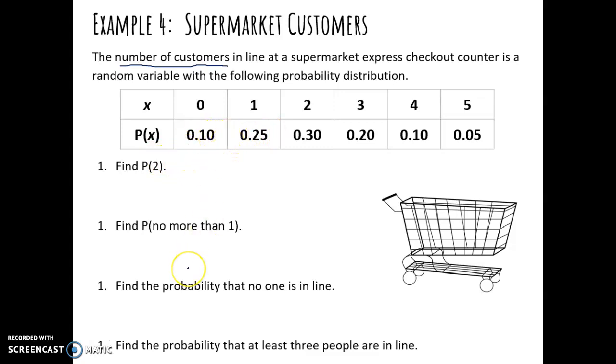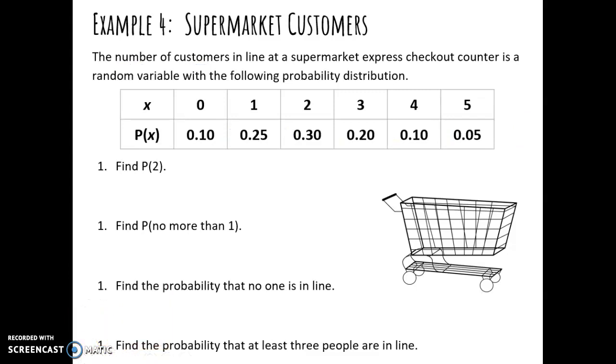Now, if we were to add all of these probabilities together, we get a sum of 1. So we also look at the probability distribution and make sure that all of the probabilities are between 0 and 1, and they are, so we're good to go there.